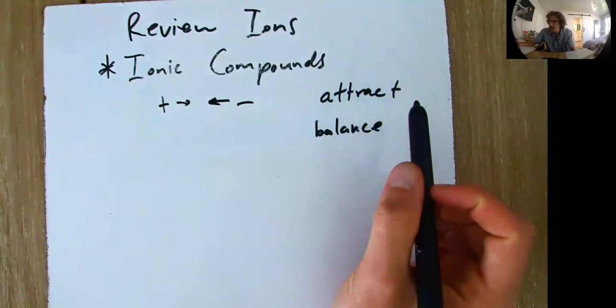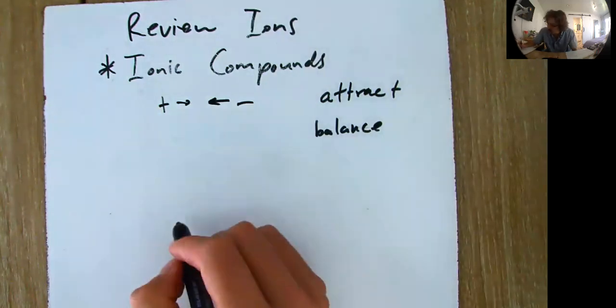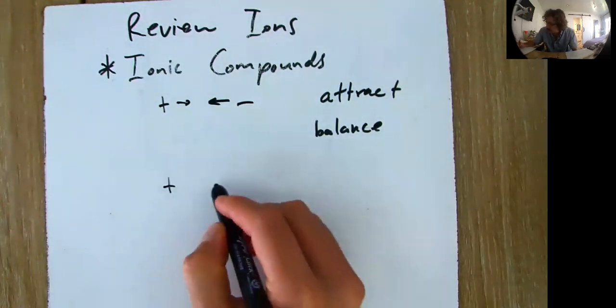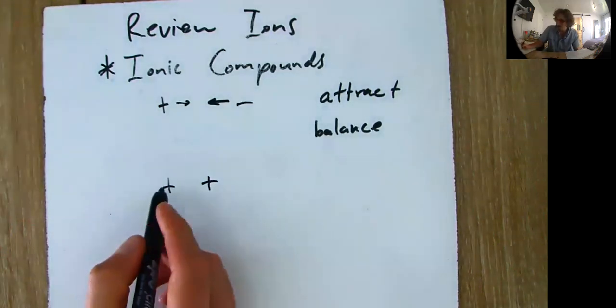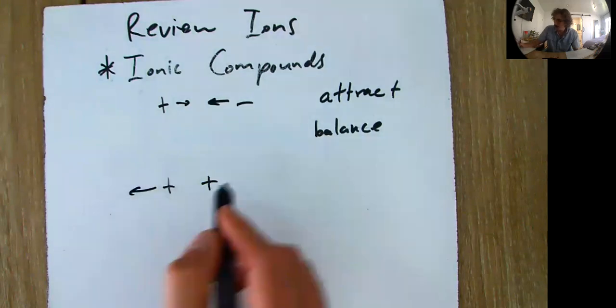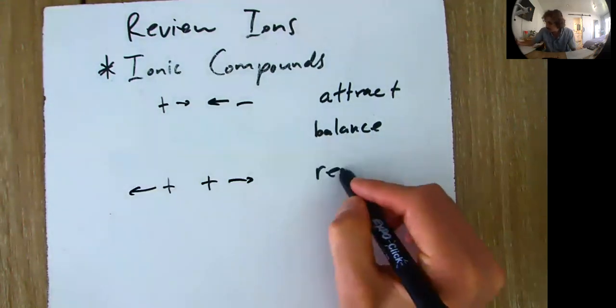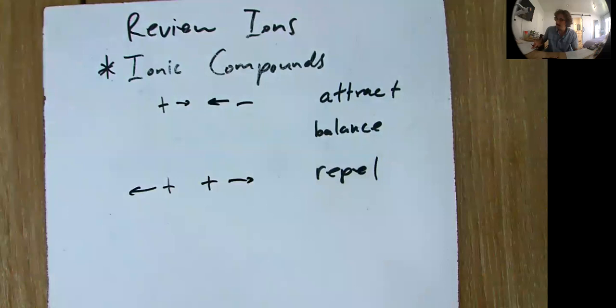The other thing that we could run into is if there's like symbols, like if there's a positive and a positive ion next to each other, what will they do? Well, they'll repel. That's called repelling. They'll repel away from each other.